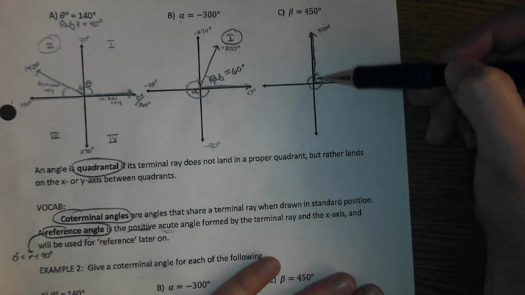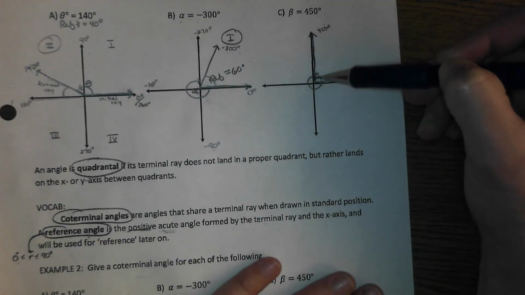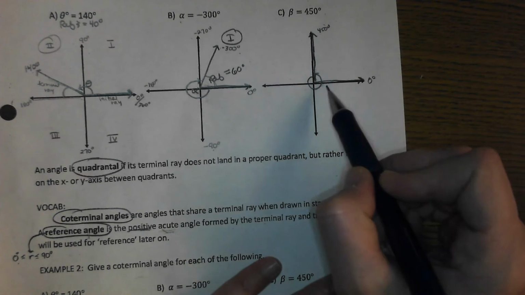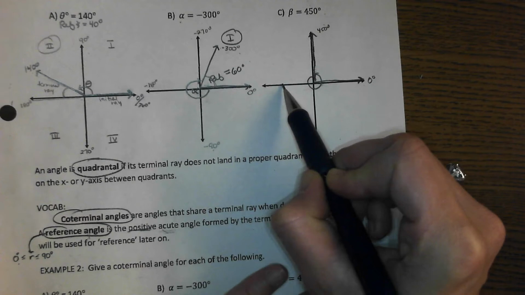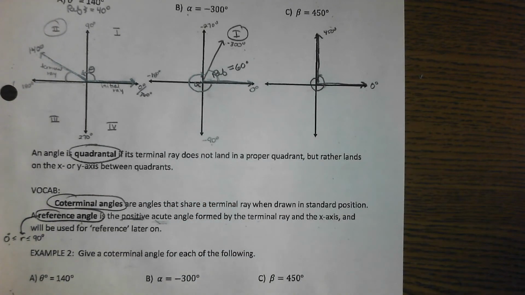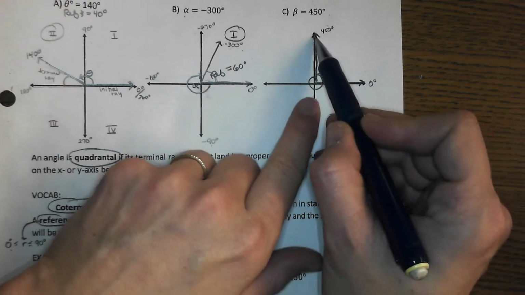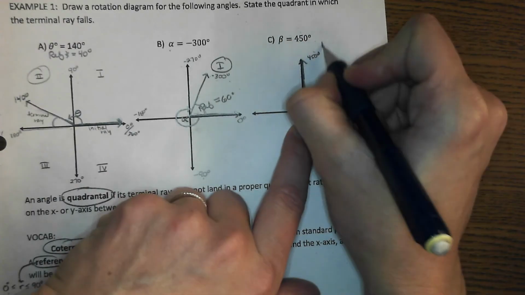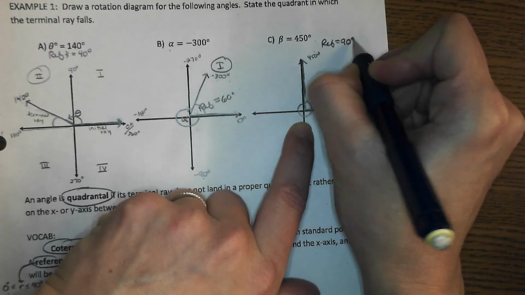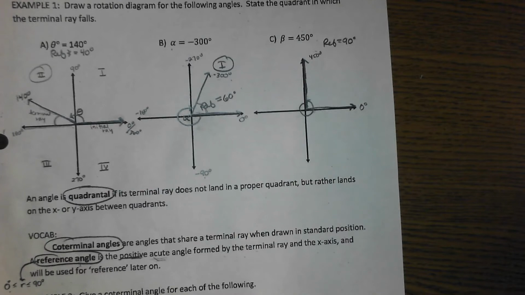Last one. Here's my terminal ray, and here's my x-axis. Now this one you can go to the x-axis on this side or on this side. You typically go to the closest x-axis, right? But this is, you know, half and half. So what is the angle between the terminal ray and the x-axis? 90. So your reference angle here equals 90, which is not technically an acute angle, but that's the biggest reference angle you could ever have. Okie doke?